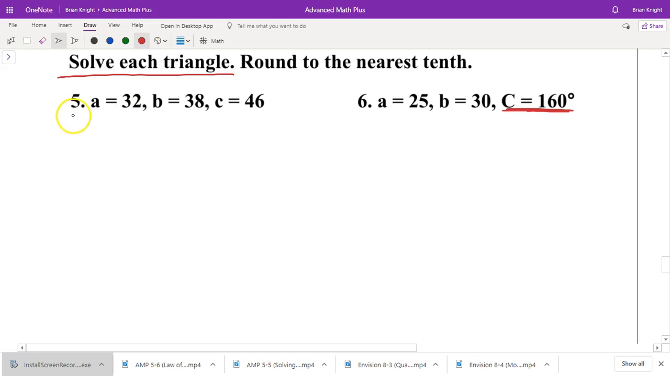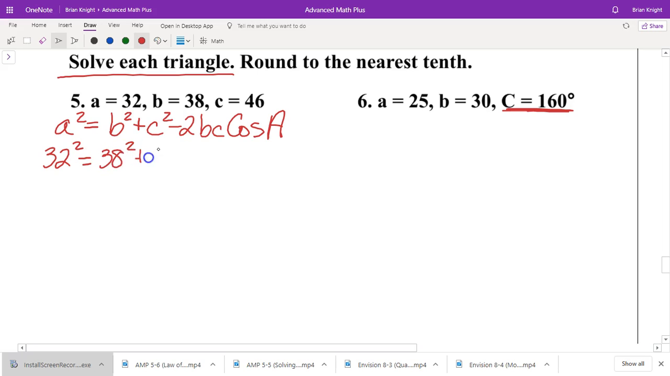If I'm finding angle A, what am I going to put first? A squared. I'm just going to write it out. A squared equals B squared plus C squared minus 2BC cosine of A. Again, I don't know it exactly like that, I just know the pattern. What is A? 32 squared equals B is 38 squared plus C is 46 squared minus 2 times 38 times 46 cosine of A.